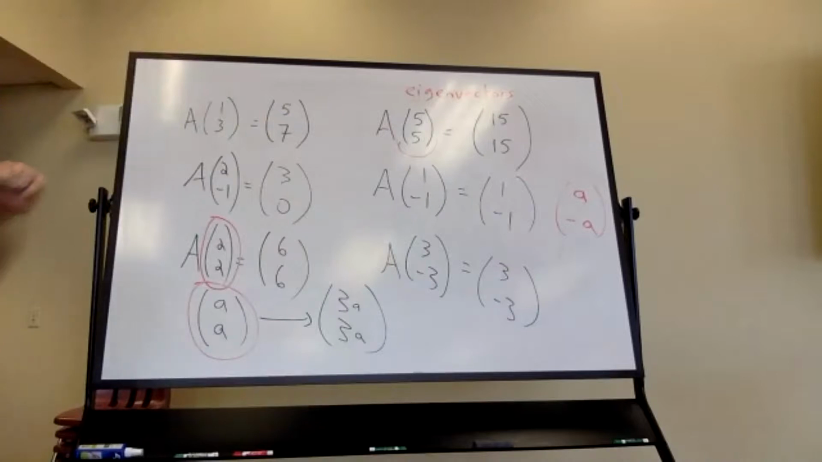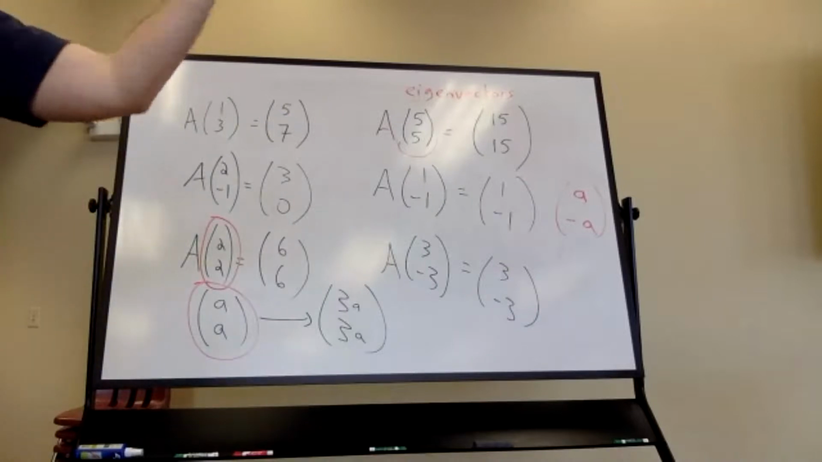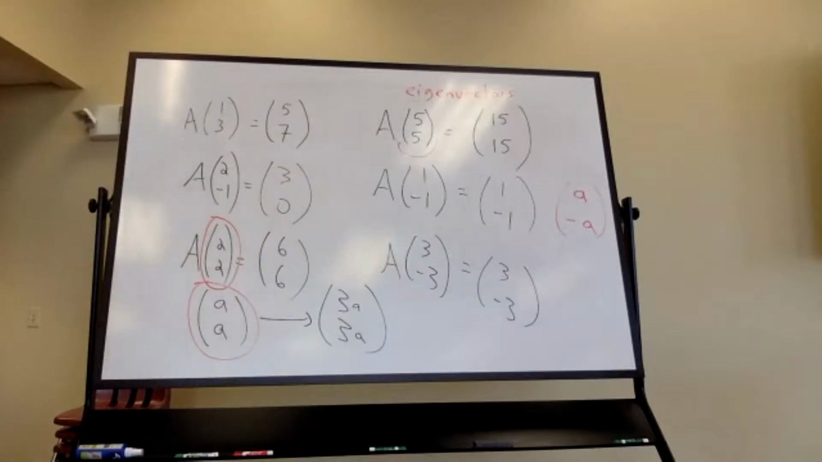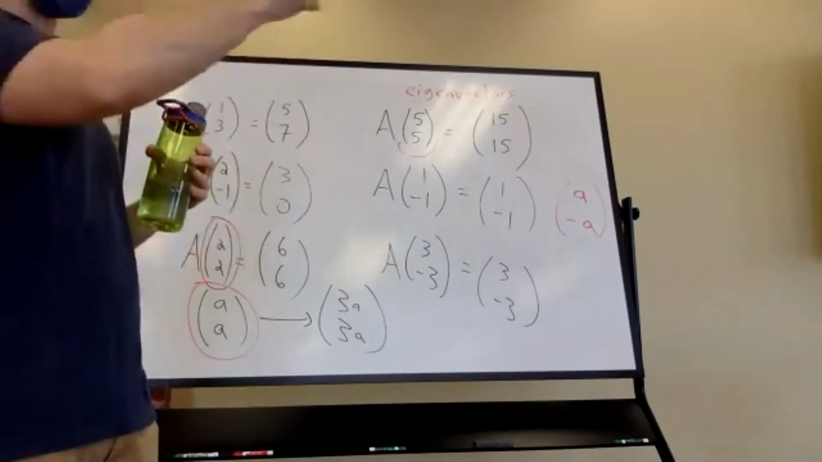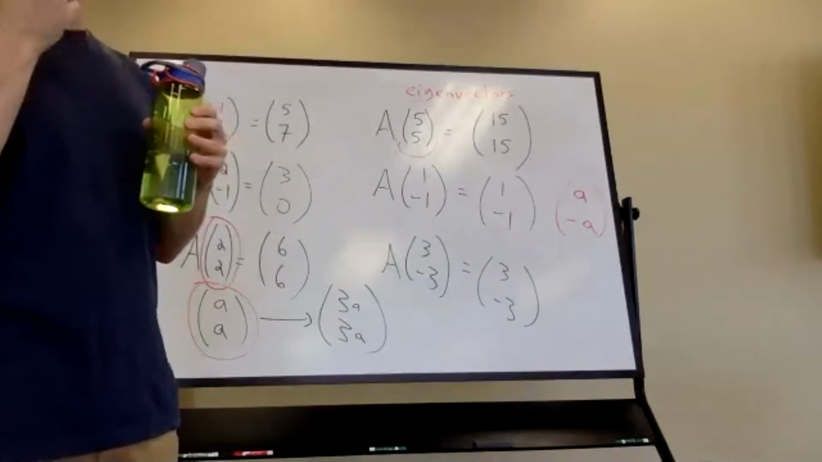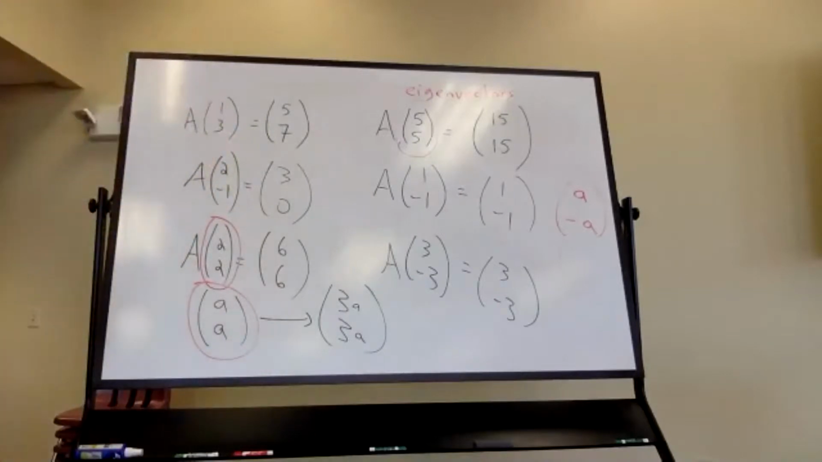So the matrix could stretch it by 3, could leave it alone, as we've already seen. It could cut it in half, that's a scale. It could also multiply by, say, -2, which would double the length and then flip over the origin. That's still parallel, though. So anyway, that's the idea of an eigenvector.